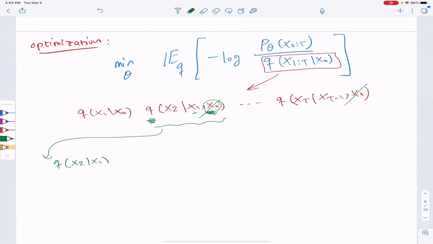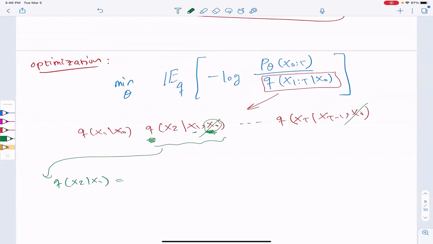Q(x2 | x1), right? I need to compute this. And in order to compute this, I'll have to write the Bayes rule. If I write the Bayes rule, okay, so why do I need to write the Bayes rule?